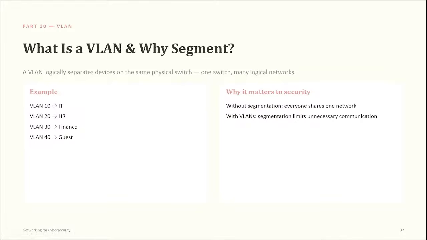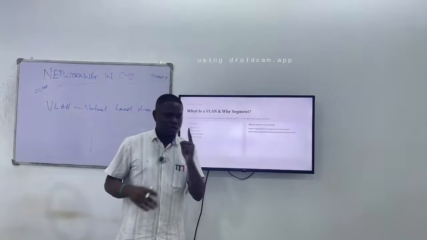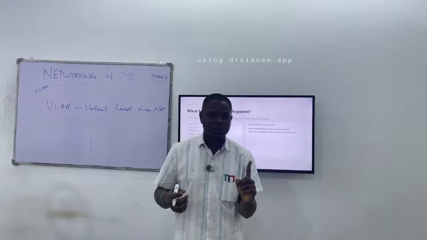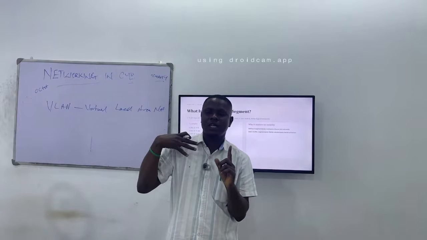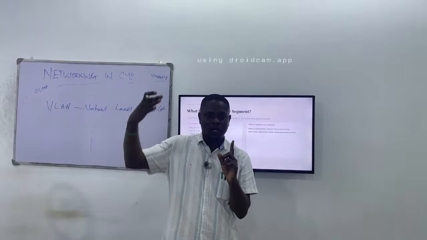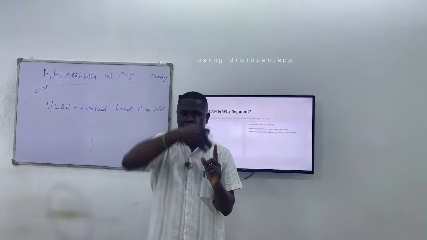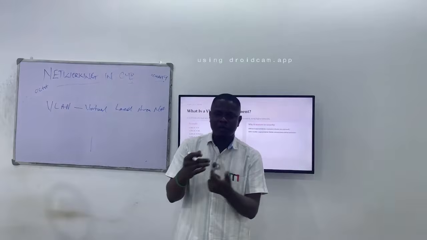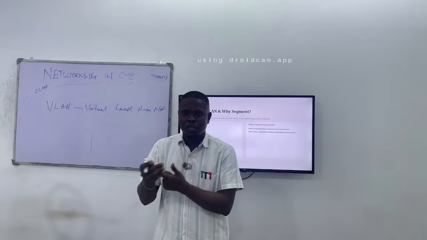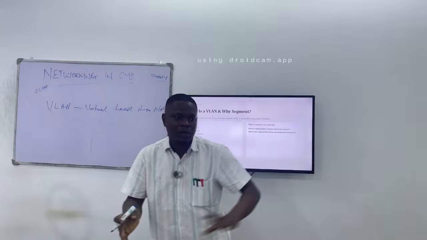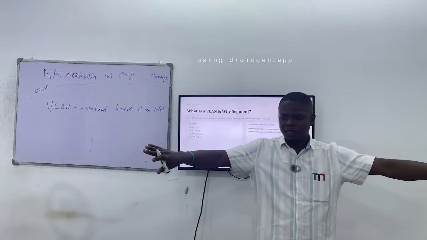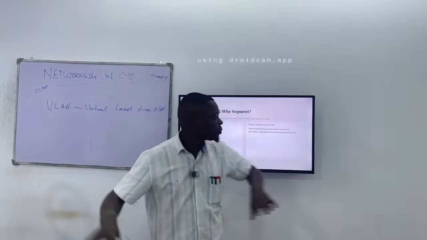Why it matters to security: without segmentation, everyone shares one network. If the network is not broken down into smaller networks, everybody is using one network. If an attacker gets access to one system on the network, it's possible he will get access to other systems on the network. But when it's broken down into smaller networks, it will be difficult for lateral movement. How can I just move from the IT department to HR? They are separated. Is it clear?